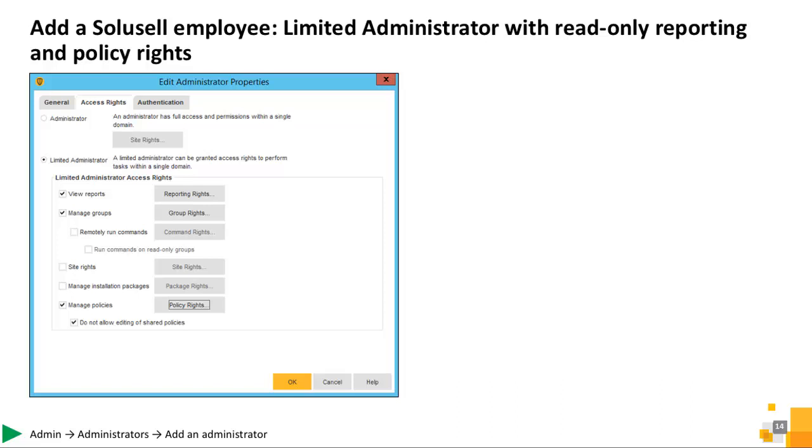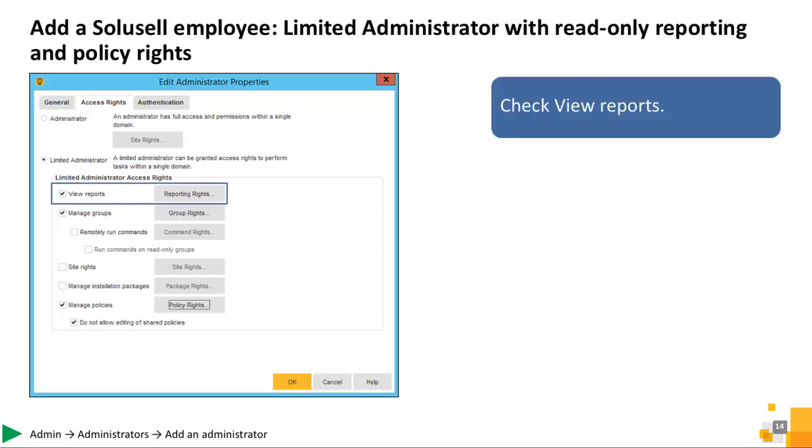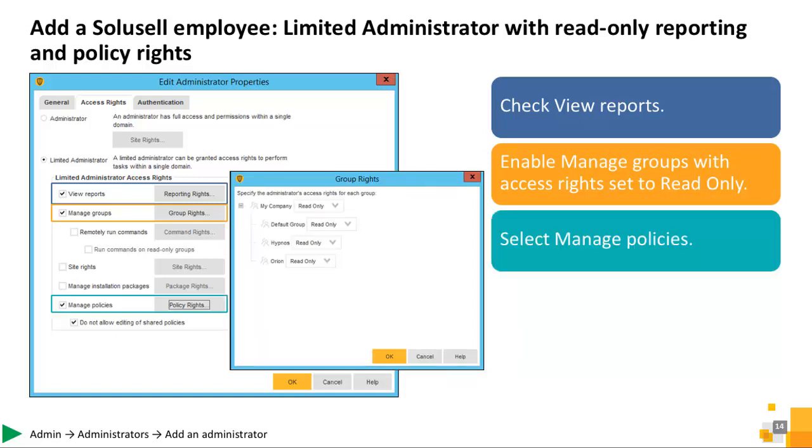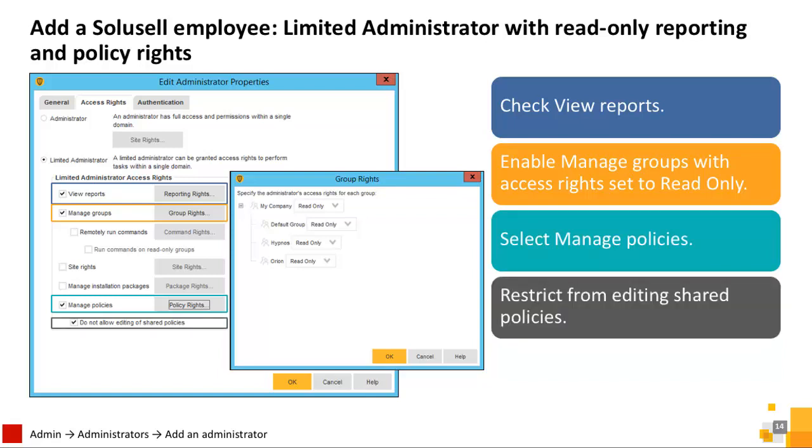This slide shows an example of creating a limited administrator with policy rights who creates reports and has read-only access to policies. The administrator requires that view reports and manage groups are enabled with group rights set to read-only. Also select Manage Policies and enable Do Not Allow Editing of Shared Policies.